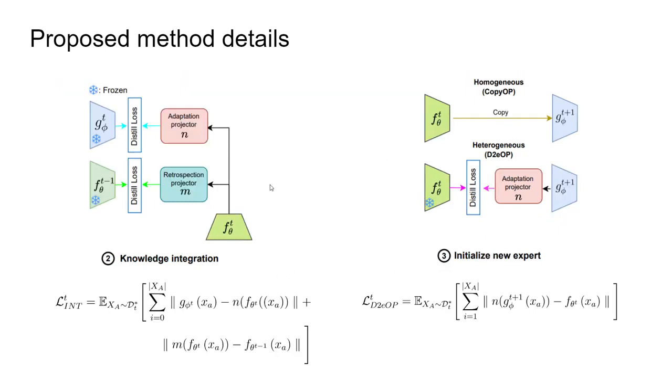Here we have a few more details of our method. For the second step, you can see that what we are trying to do is minimize the distance between the projected representation of F using the projector N and the projected representation of G again using the projector M. And then you are going to minimize these two distances to try to integrate the new knowledge and the old knowledge in the main network. And for the third step, you can just copy the weights, or if you are doing heterogeneous, again, you are minimizing the distance between the projected features of the new expert and the main network.